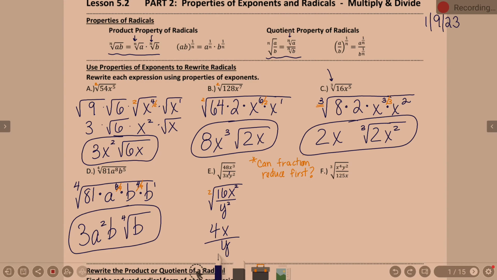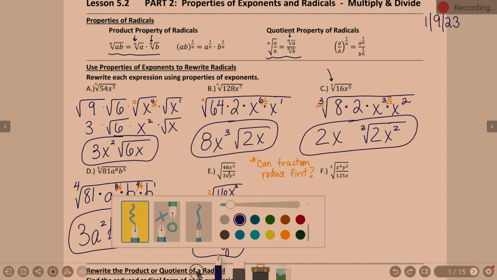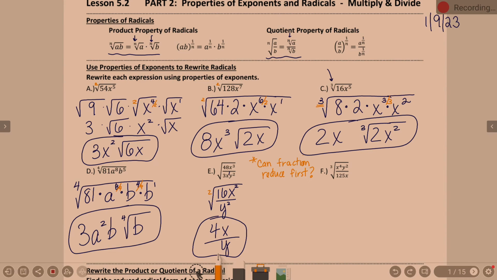Answer. Wait, how'd you get rid of that 3? Because look, when you simplify, 48 divided by 3 is 16. Whatever you do to the top, you have to do to the bottom. So my recommendation, clean up what you can in the fraction, then talk about square roots. We good? 48 divided by 3 was 16. X cubed divided by x was x squared. Y squared just carried down to the bottom.